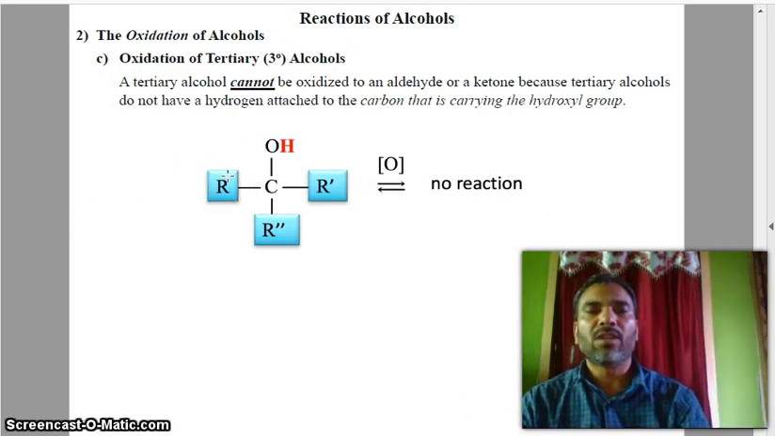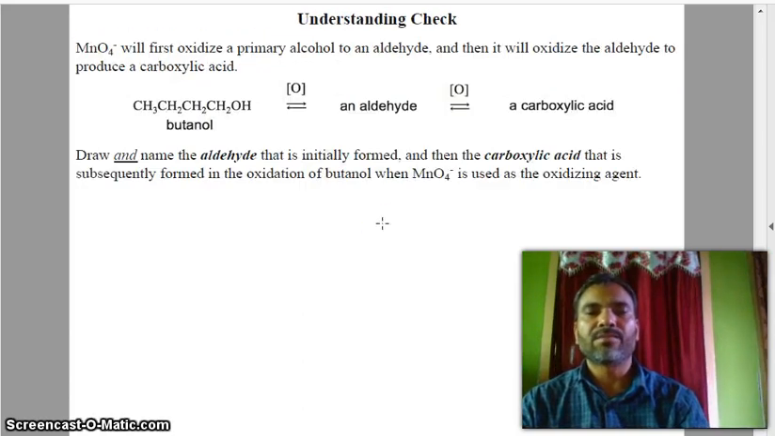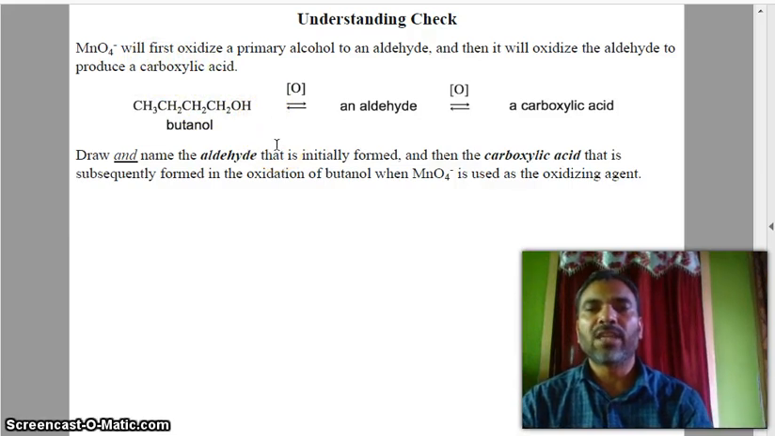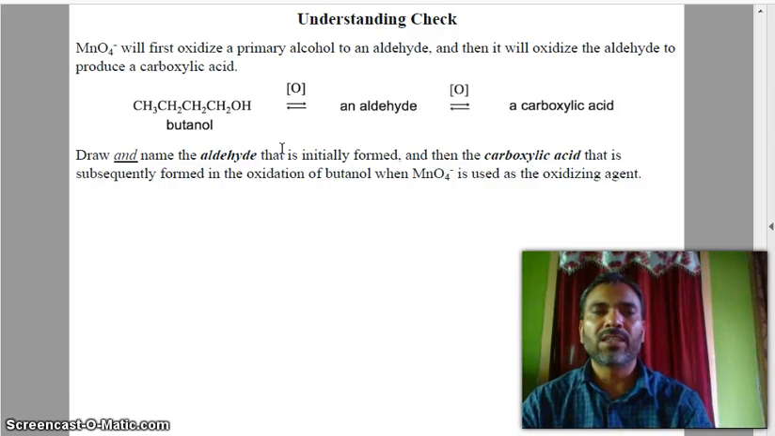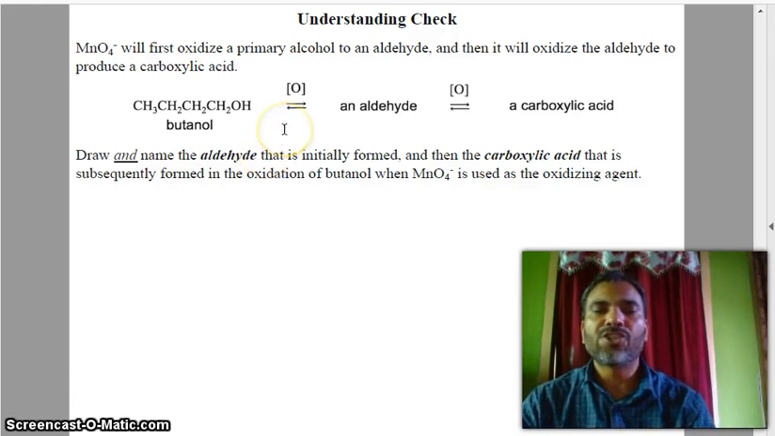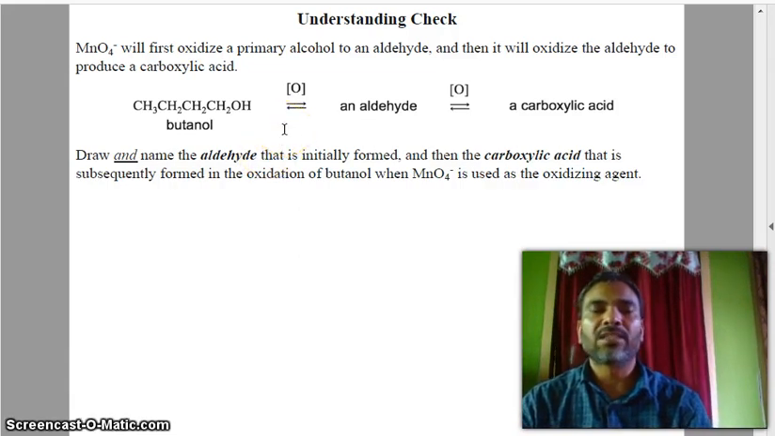Oxidation of tertiary alcohol. A tertiary alcohol cannot be oxidized to an aldehyde or ketone because tertiary alcohols do not have hydrogens attached to the carbon that is carrying the hydroxyl group. No reaction. So just write it down. Permanganate will first oxidize the primary alcohol to an aldehyde, and then it will oxidize the aldehyde to produce the carboxylic acid. Draw and name the aldehyde that is initially formed, and then the carboxylic acid that is subsequently formed in the oxidation of ethanol when MnO4 minus is used as the oxidizing agent.